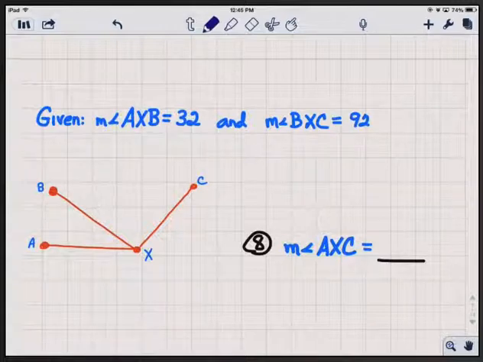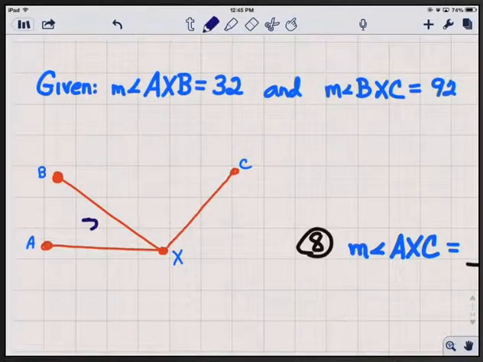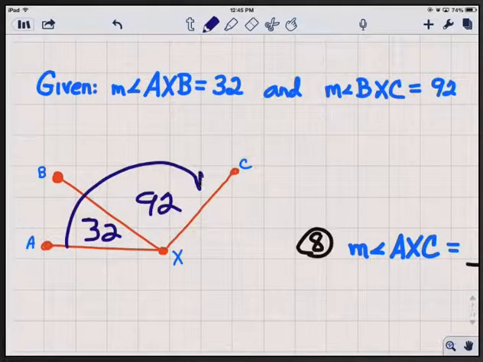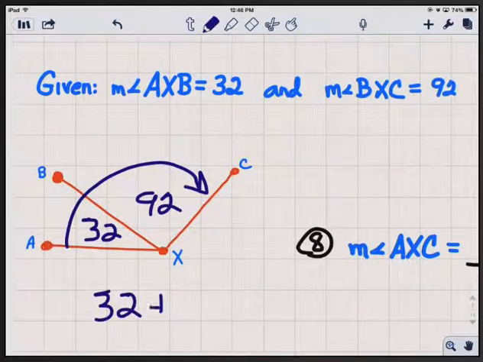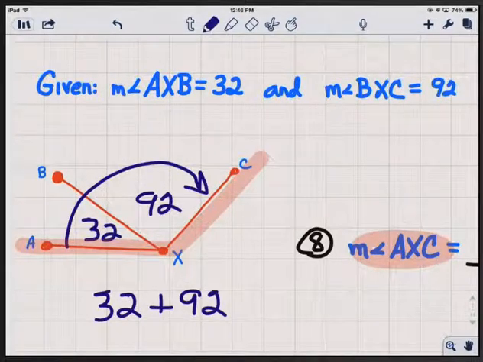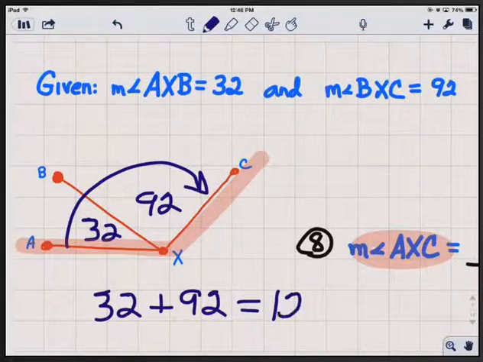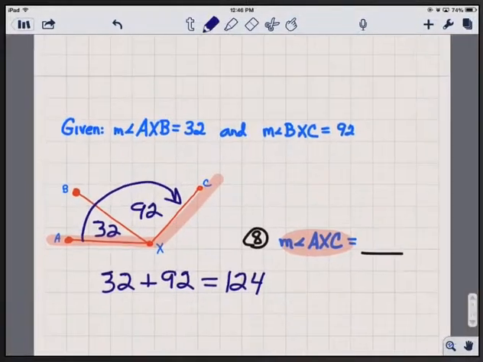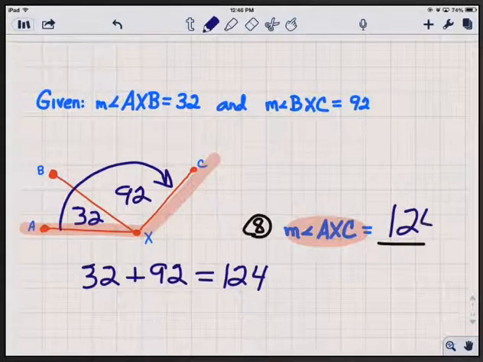We want to use the angle addition postulate. Angle AXB is 32, and the angle adjacent to it, angle BXC, is 92. The angle addition postulate states that those two adjacent angles, their measures, will add to equal the measure of the angle formed by the exterior sides, which is angle AXC. So 32 plus 92 is equal to 124. So angle AXC is equal to 124.